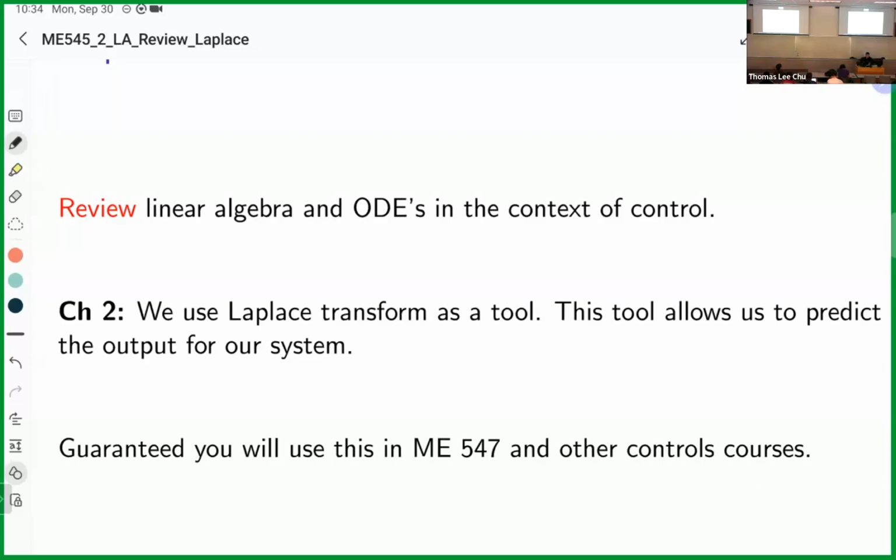It's a great tool. It's very similar to Fourier transform. Underneath Laplace transform is Fourier transform, which is a specific subset of Laplace transform. Guaranteed that this is an important chapter, and you'll use this in ME 547 and probably other controls courses as well. So this is a fundamental chapter that you should really pay attention to. If you don't understand, just email us and we'll clarify any questions.